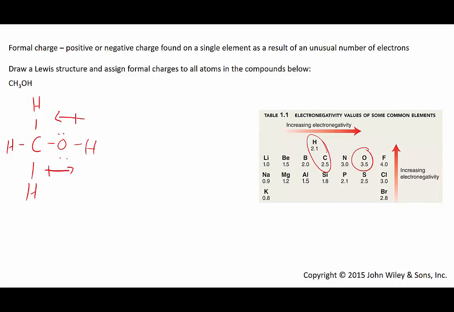So if we redraw this, our carbon will be partially positive as the electron density is drawn towards the oxygen, which will be partially negative. And this hydrogen over here will be partially positive.